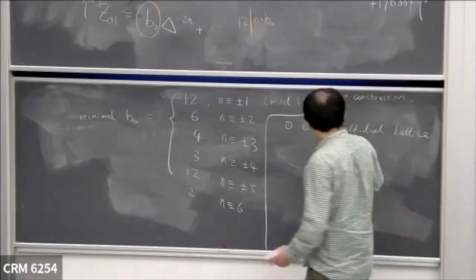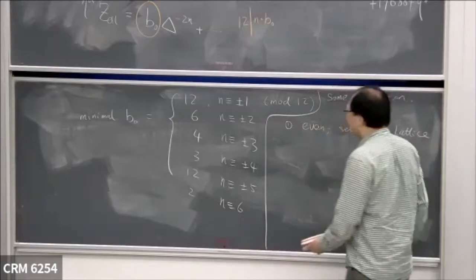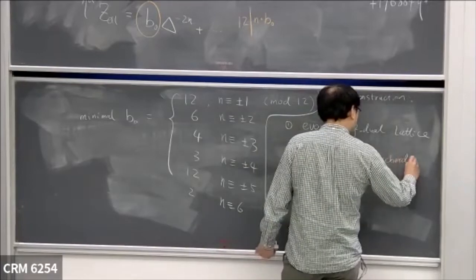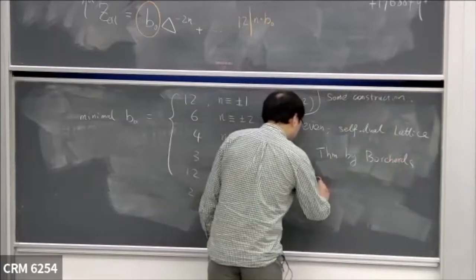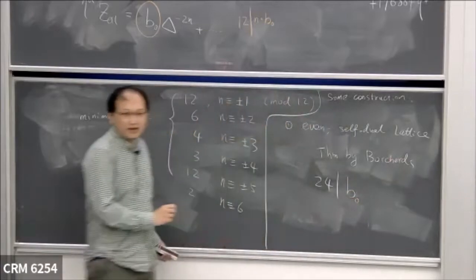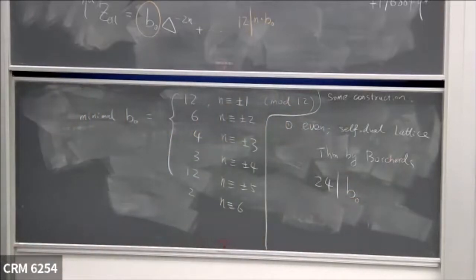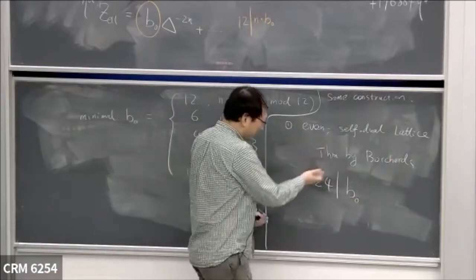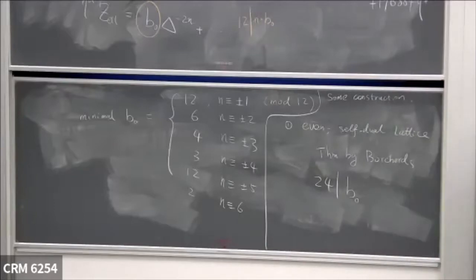So what do we know about the theta function of an even self-dual lattice? A theorem by Borcherds states that actually 24 always divides B0, regardless of the value of n. So in other words, this constraint is always satisfied if we work with just these holomorphic VOAs coming from even self-dual lattices.